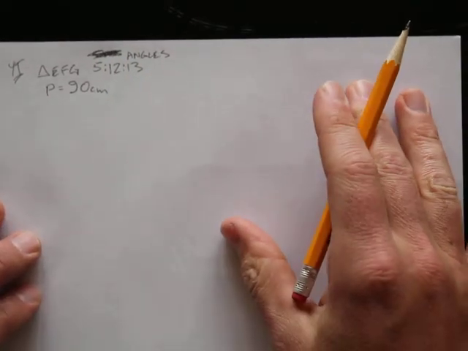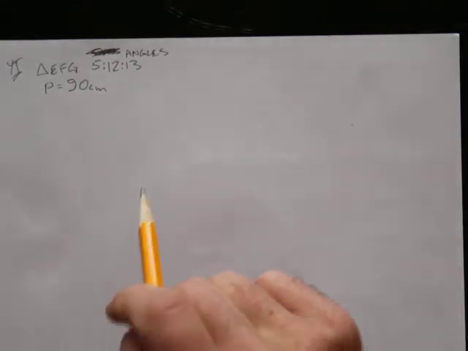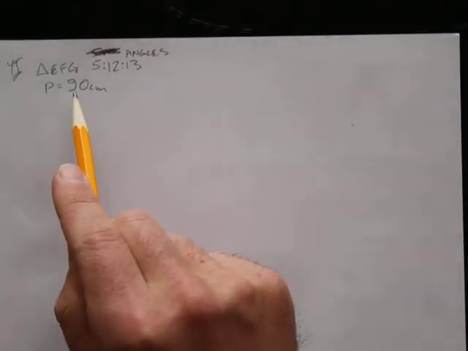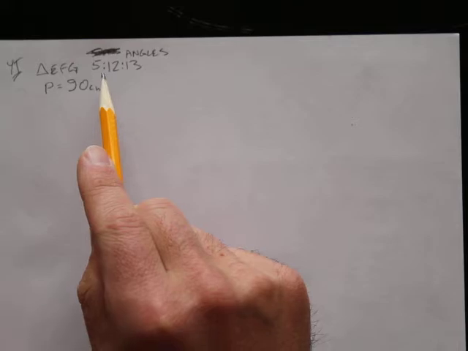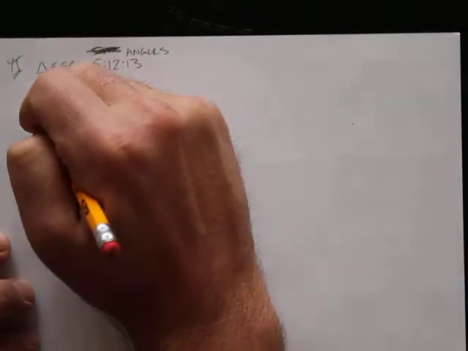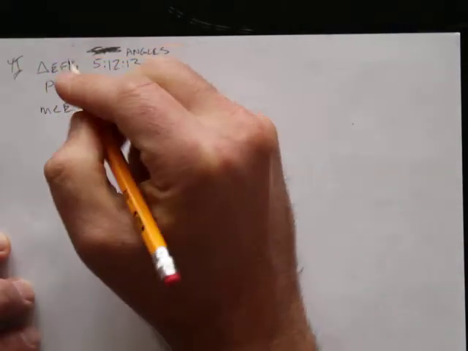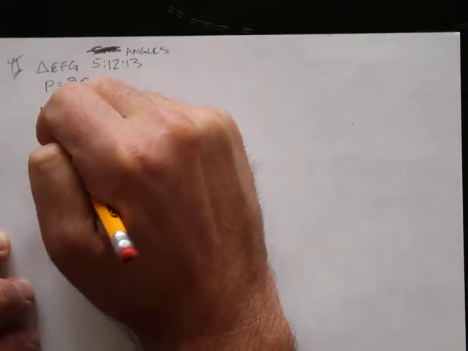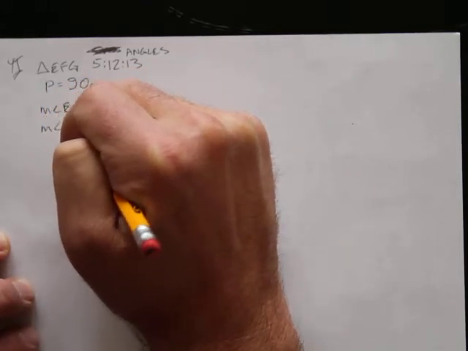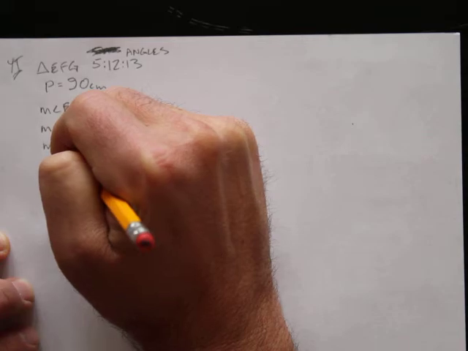Now, make sure it doesn't say sides there. I would like you to find out what the measures of each angle are. Measure of angle E, measure of angle F, and measure of angle G.